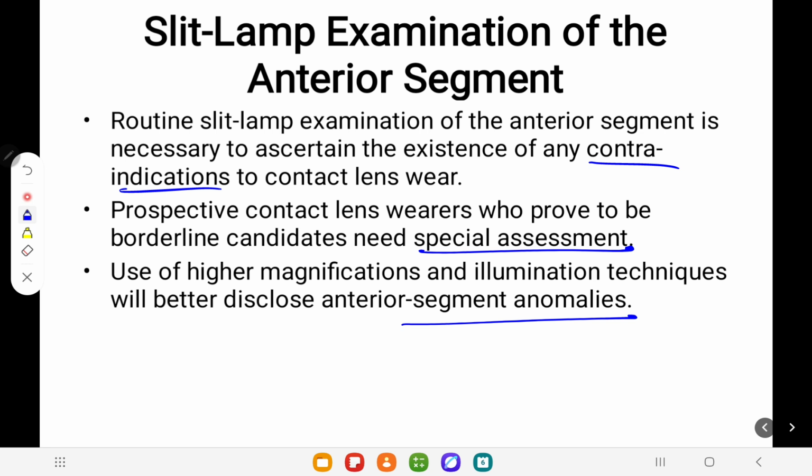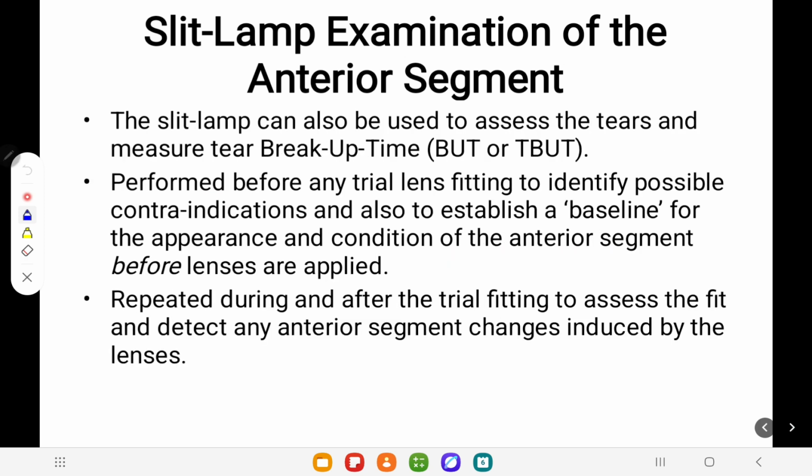Use whatever magnification or illumination is suggested, higher magnification and illumination, but you have to disclose if there is any anterior segment anomaly, especially ocular surface anomalies. Yes, because the contact lens is going to land on the cornea or the scleral conjunctiva, so it's centrally important. It is going to interact with the upper lid conjunctiva, so that's why you have to examine everything. Yes, especially blepharitis, meibomian gland dysfunction, tear function, and all these things. So the slit lamp can also be used to assess the tears.